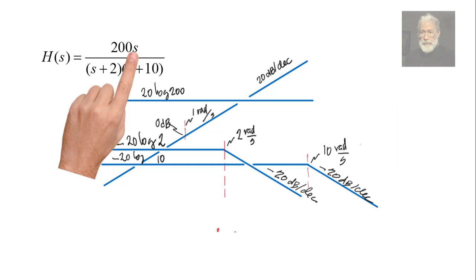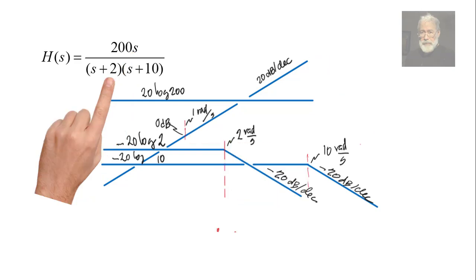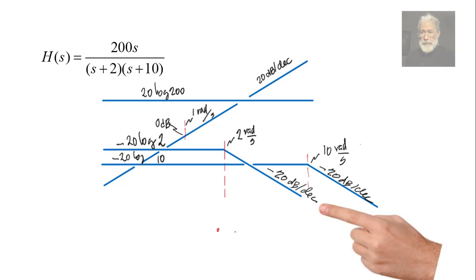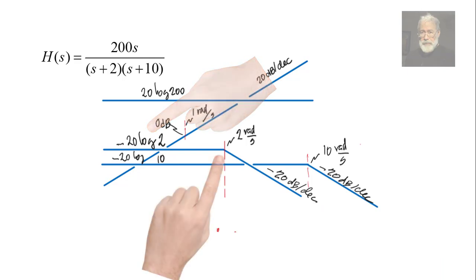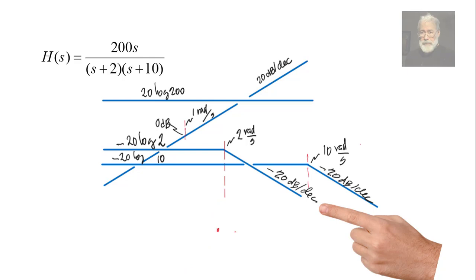The 0 at 0 includes this infinite slanted line with a slope of 20 decibels per decade that crosses 0 decibels at 1 radian per second. The pole at 2 includes this component that has a tail of negative 20 log 2 up to the corner frequency 2 radians per second, the value of the pole, and then it takes a dive with a slope of negative 20 decibels per decade.